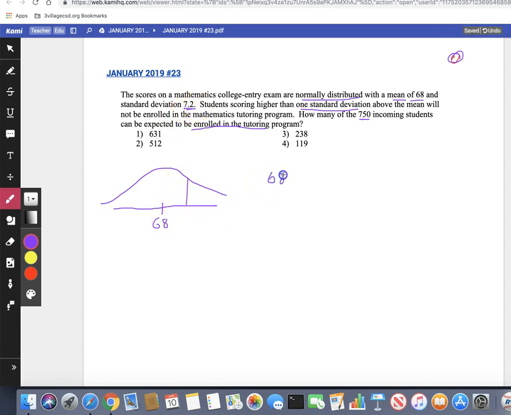So 68 plus 7.2 gives us 75.2, and that's right here. Those students who score above this will not be enrolled in the mathematics tutoring program, which means everyone below here is going to be enrolled.